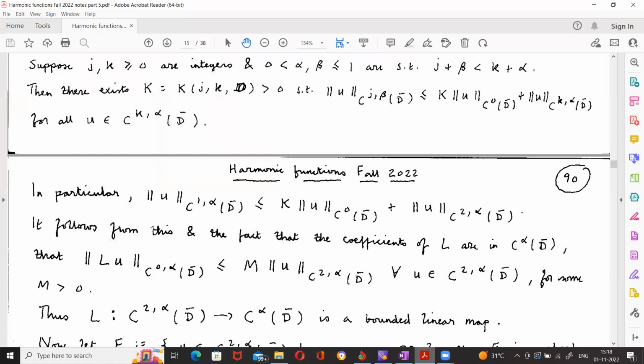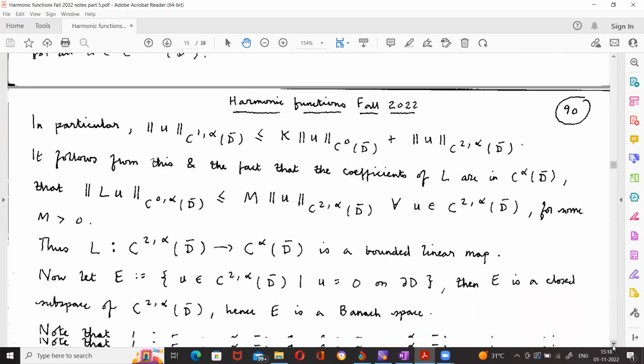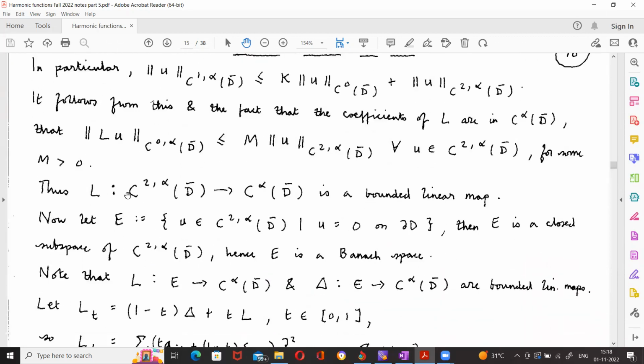So what does that mean? That means that if I look at L going from C2 alpha to C alpha, right? If U is in C2 alpha, then we've seen that LU will be in C alpha, because this norm is finite then. And moreover, it's a bounded linear map, right? This inequality just means that L from C2 alpha closure to C alpha closure is a bounded linear map, right?